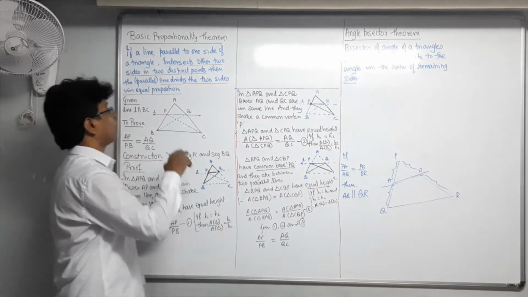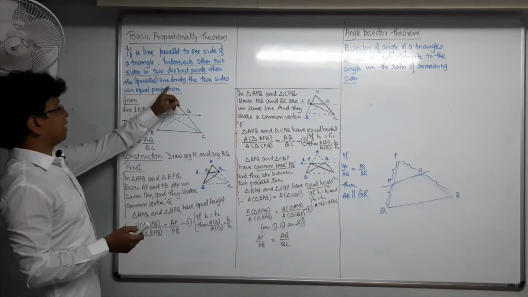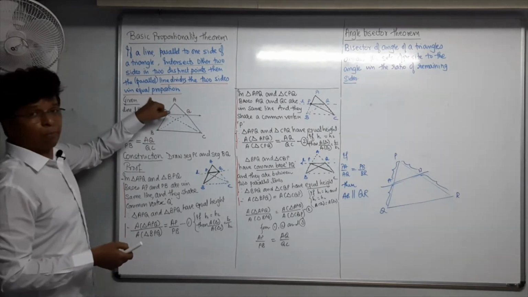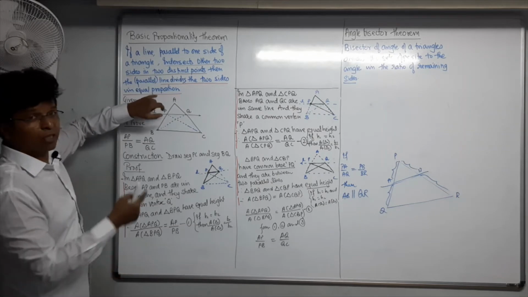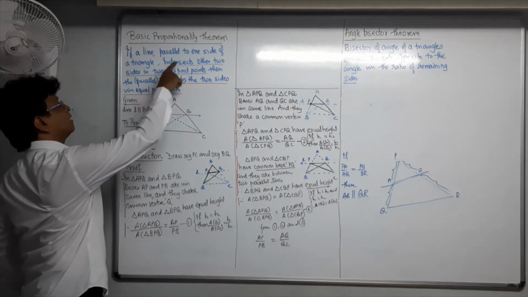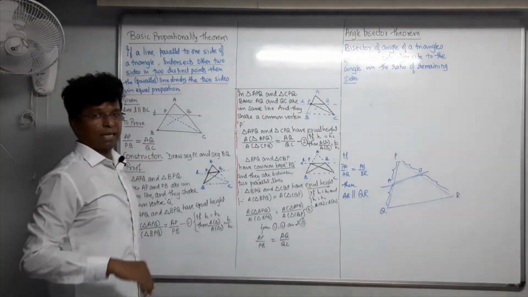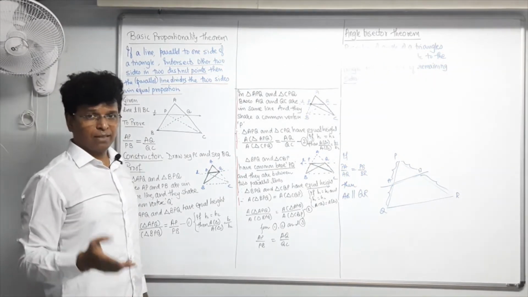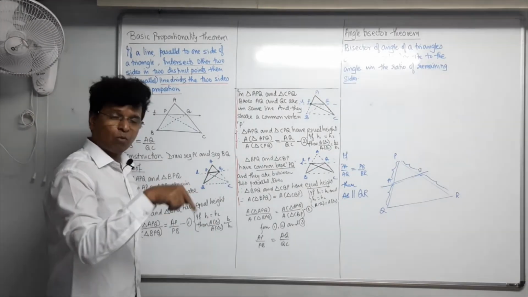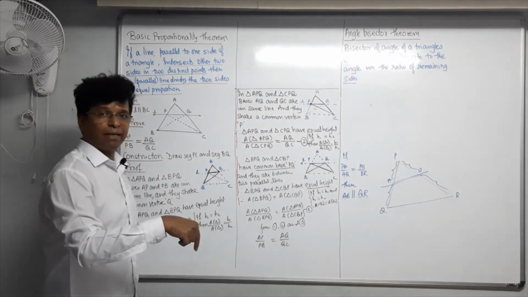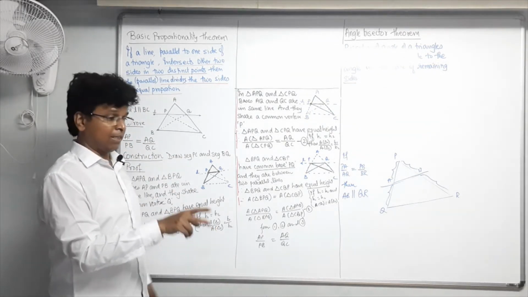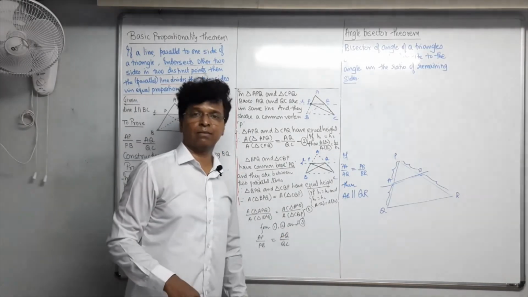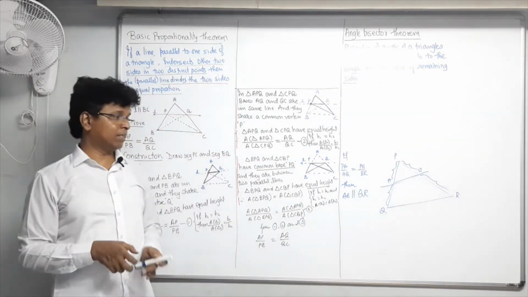Exactly reverse of this. If a line divides the two sides in equal proportion, this will be given. If a line divides the two sides in equal proportion, then the line is parallel to the third side. That segment or that line which divides the two sides in equal proportion is parallel to the third side. This will be the converse. So in this case, what will happen?